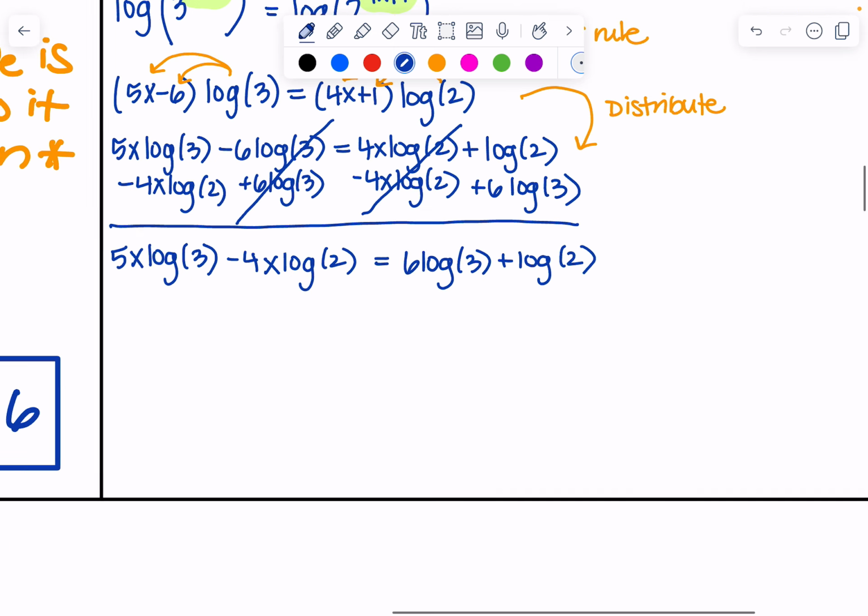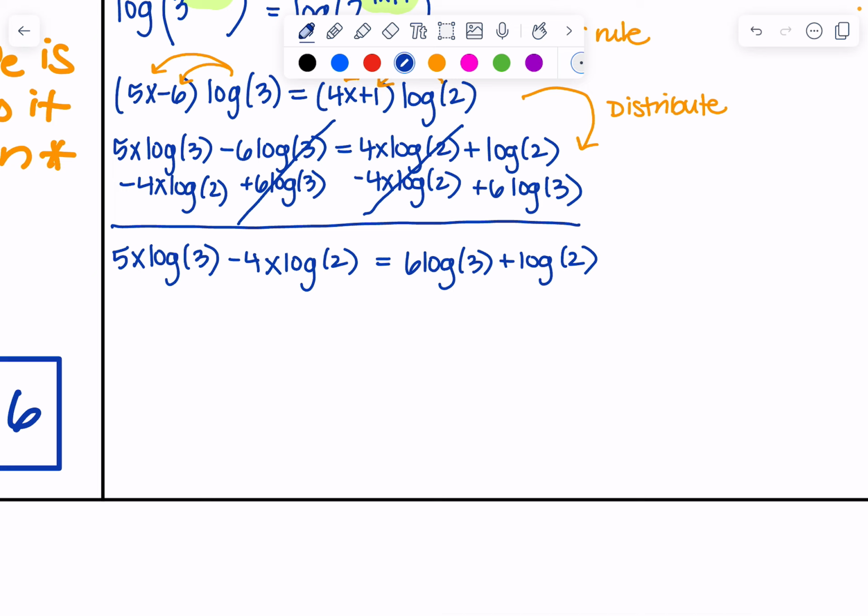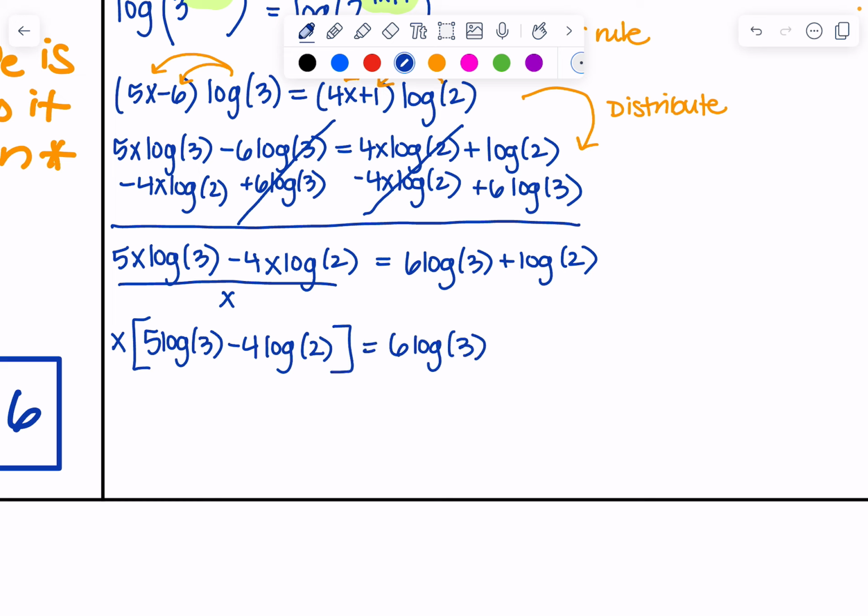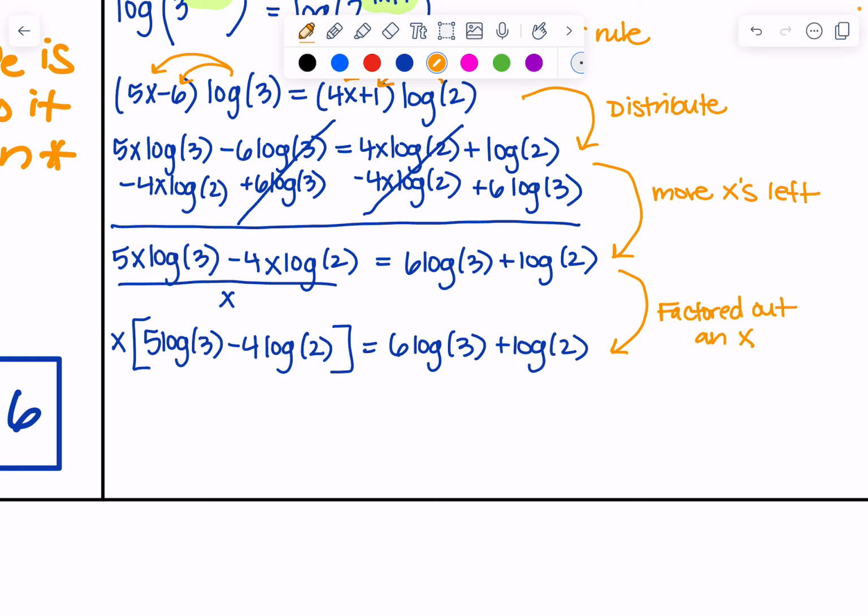All right, so now I'm going to factor out an x here. These both have an x in it, so I'm going to divide out an x. And left would be 5 log of 3 minus 4 log of 2 equals, I'm not going to change anything about the right side, 6 log 3 plus log of 2. So I'll just make a note. I guess from here to here, we moved x's left. And from here to here, we factored out an x.